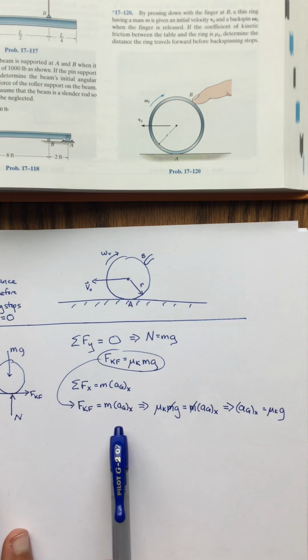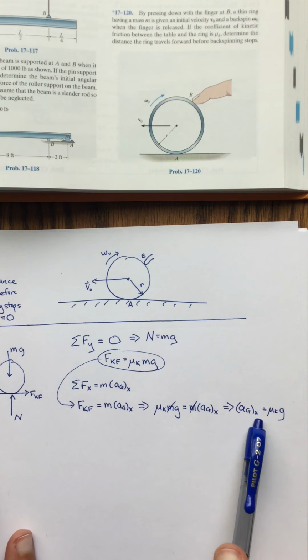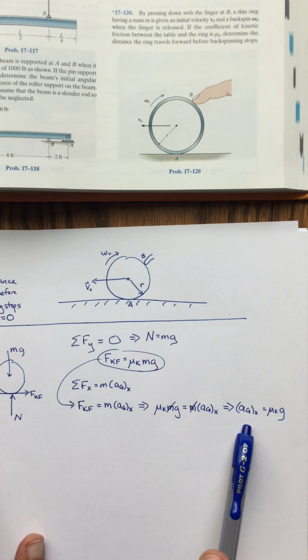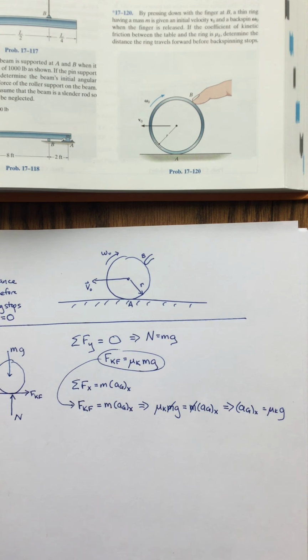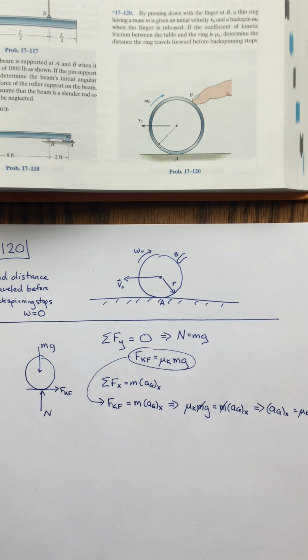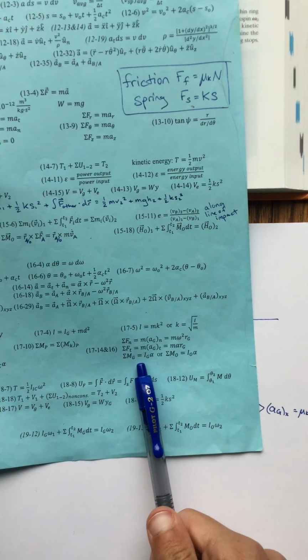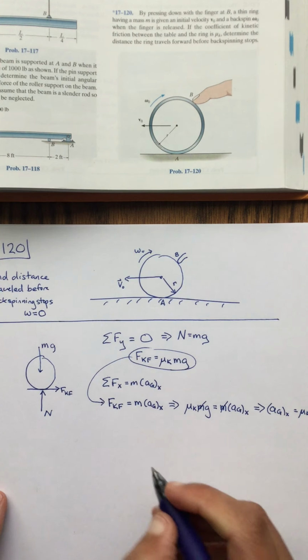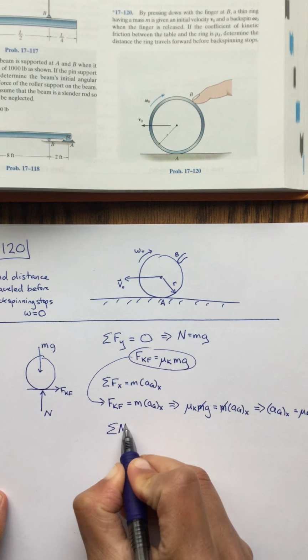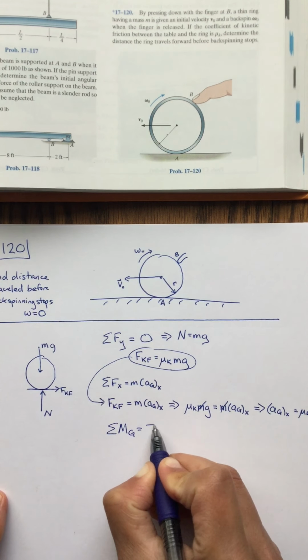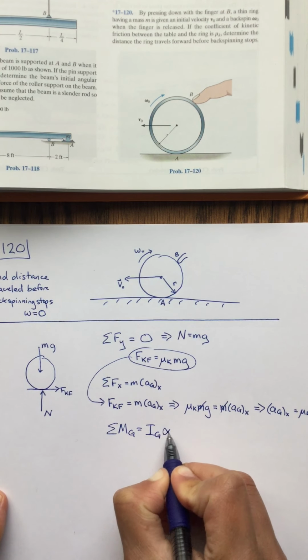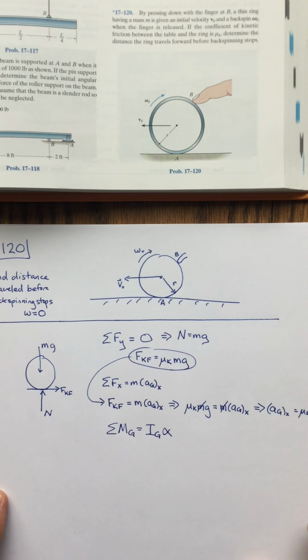And since I said to the right was positive, and this came out to be positive, that means this acceleration is to the right. So after looking at Newton's second law in the x direction and the y direction, I get to look at the sum of the moments, which is equal to the moment of inertia times the angular acceleration. So I have the sum of the moments about point G is equal to the moment of inertia about G times the angular acceleration.